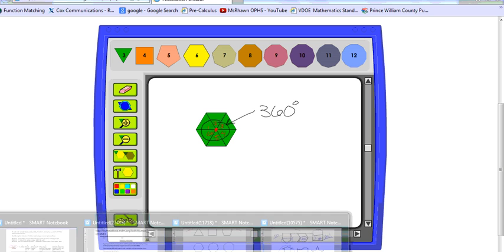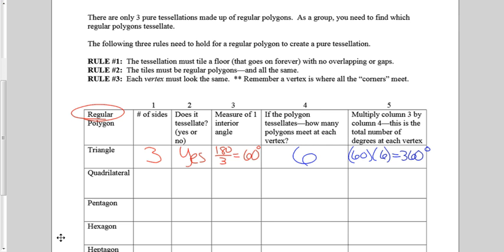Back to our handout. So next thing is the quadrilateral. So the quadrilateral, how many sides? That had 4. Did that tessellate the plane? Yes. Now this is a regular quadrilateral, which actually means all sides are equal and all the angles are equal, which means it's a square. And the measure of one interior angle is 90 degrees.